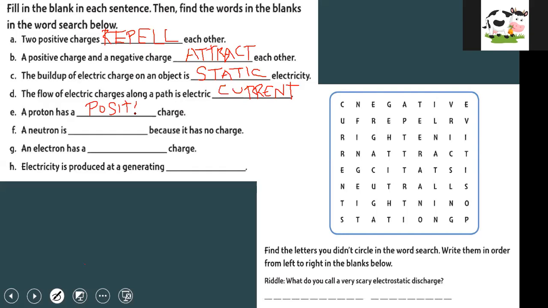Positive. A neutron is, I forgot. Neutral. Oh yeah. I remember it's new something. So an electron is, I think you guys know it, but not everyone wants to say it. It's fine. Negative. And electricity produced at a generating station. Good. Now let's try to find these real quick.